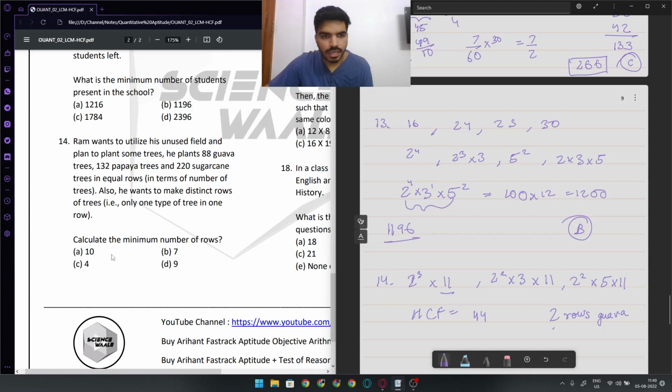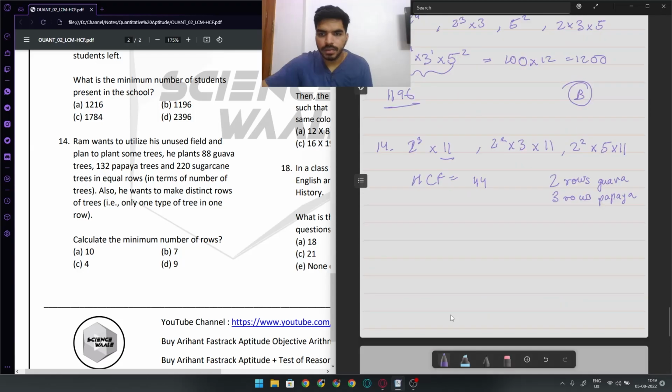So two rows of guava and three rows of papaya and five rows of sugarcane. I don't have space. Don't think I don't know this spelling. This is 10. 10 rows will be there. Option A.